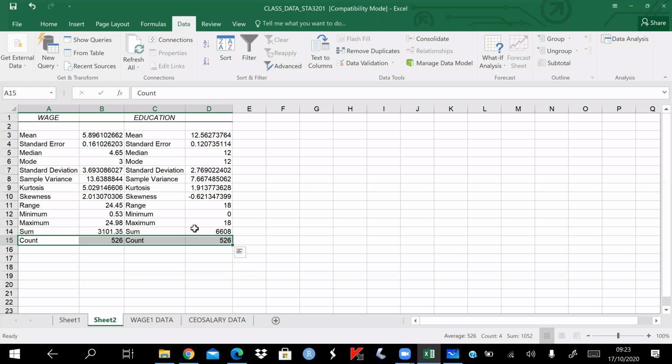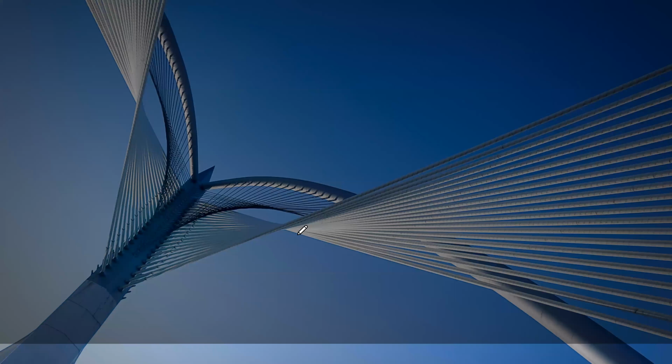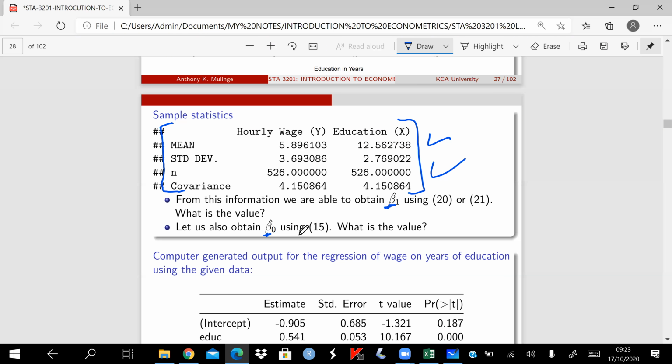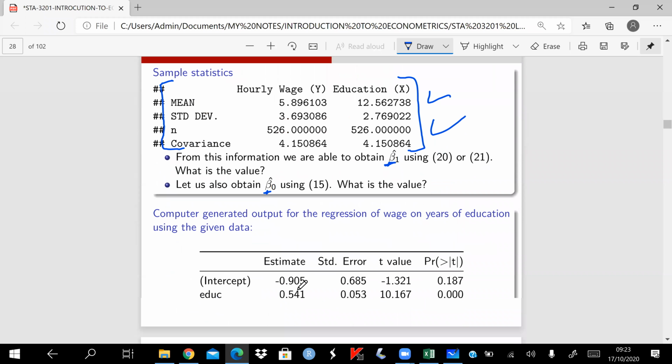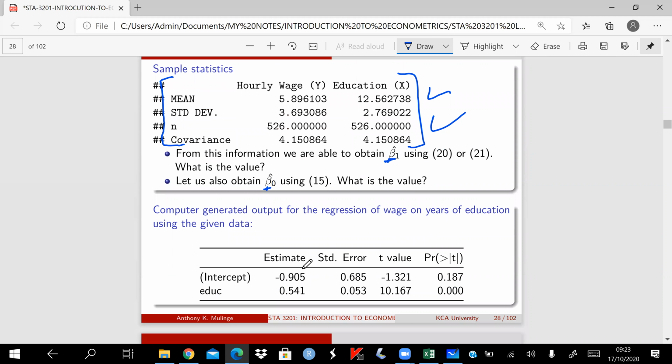I think in the notes I've added the covariance between these 2 variables. But that's the procedure of getting those statistics. If you go back to the notes, you notice that we are given this information. We want to obtain beta naught. Of course, we were able to do it using the software, and these are the answers. So we want to replicate these results using this information here. I want us to try that and see if you get these values, beta naught and beta 1.